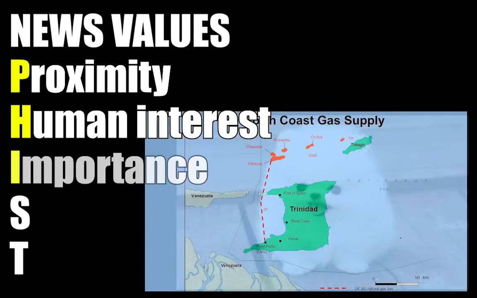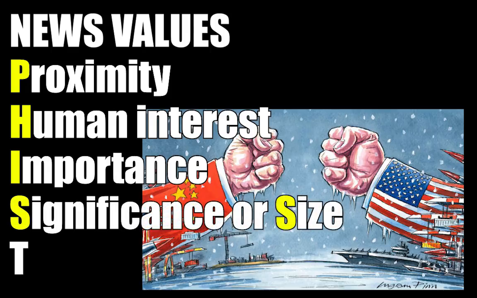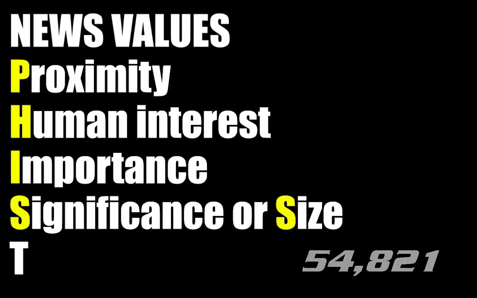I is for importance. A minor falling out between Barbados and Trinidad is very, very different from a major falling out between the USA and Russia, China, or North Korea. S is for significance or size. How many people are going to be affected by the story? How big is the story? Again, to use the Trinidad and Barbados example, that's going to affect a few 100,000 people. The US gets involved with something, we're talking about millions, possibly billions of people being affected by it.